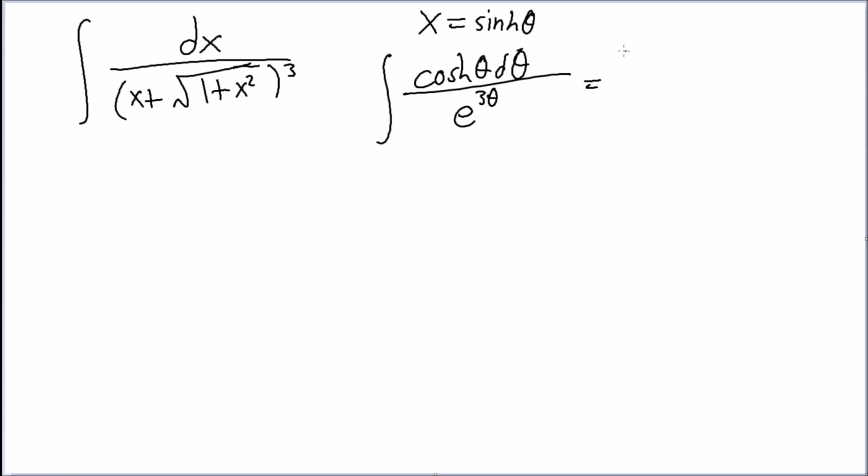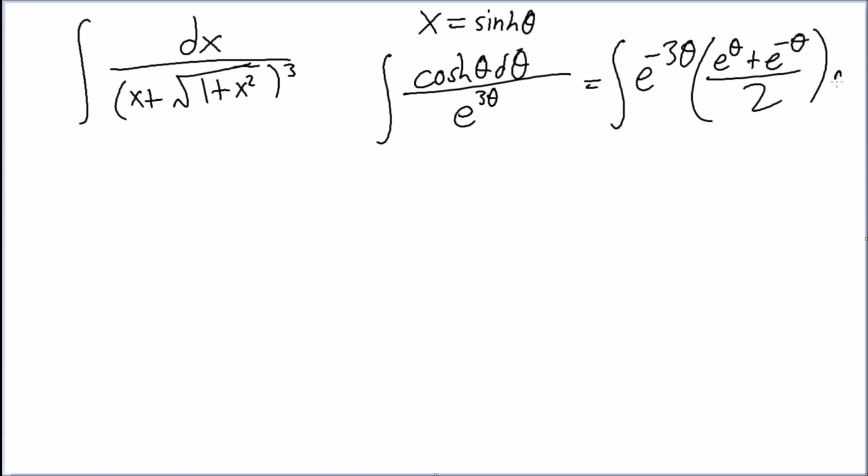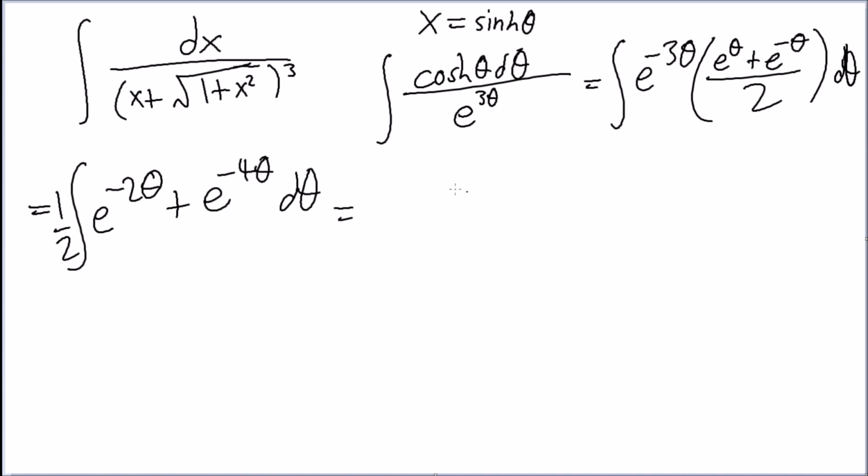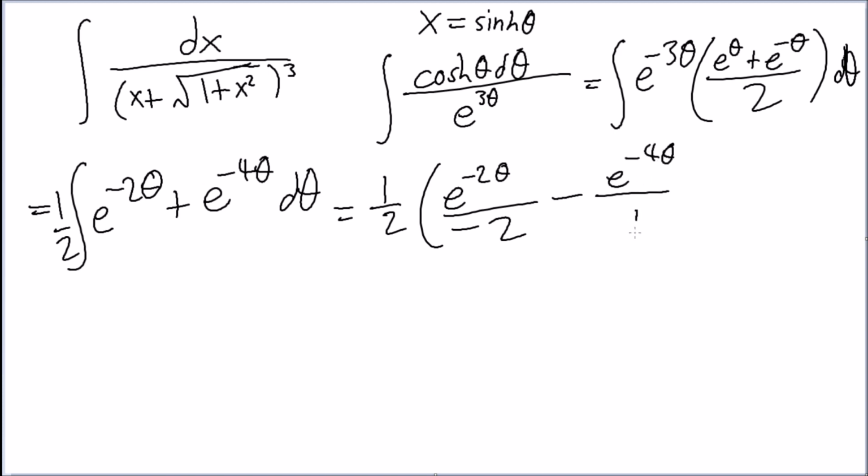Okay, so now we have negative 3 theta here. Again, with exponentials, we could just go e to the theta plus e to the negative theta d theta. Working with exponentials is not that bad. So I'm going to put a half here, and then we get e to the what? Negative 2 theta plus e to the negative 4 theta d theta. And now this is a half of e to the negative 2 theta over negative 2, and then also minus e to the negative 4 theta over 4.